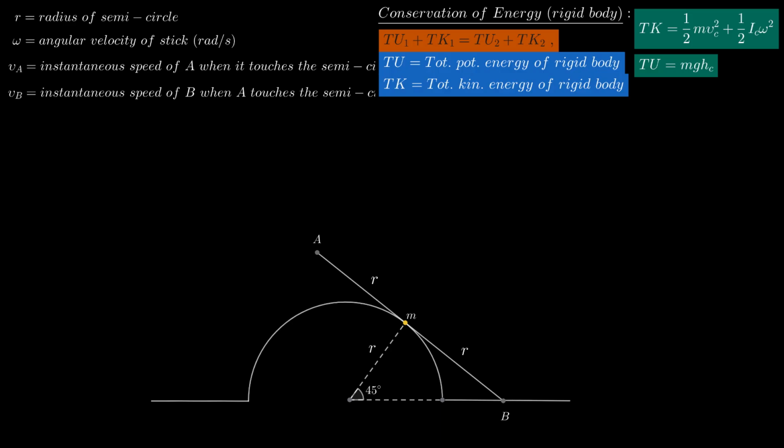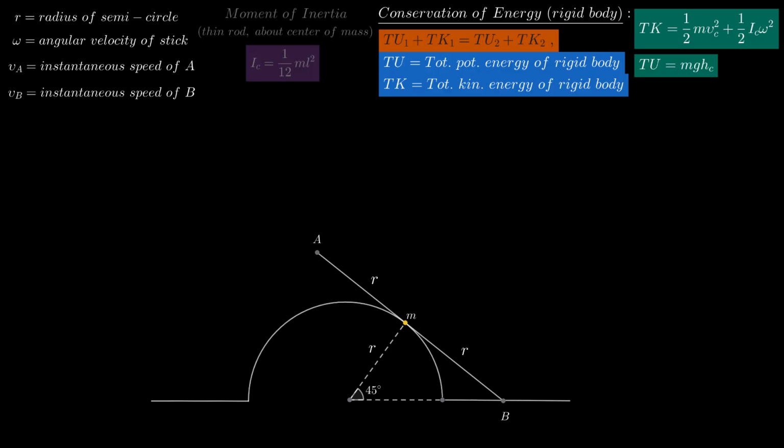So this particular moment of inertia is about the center of mass, specifically, which is at the midpoint of the thin rod or stick. And there's a formula for this moment of inertia of a thin rod about the center of mass, and that is 1/12 times m times L squared, where m is the mass of the rod and L is the length. Since the rod starts sliding from rest, the total initial kinetic energy is 0.